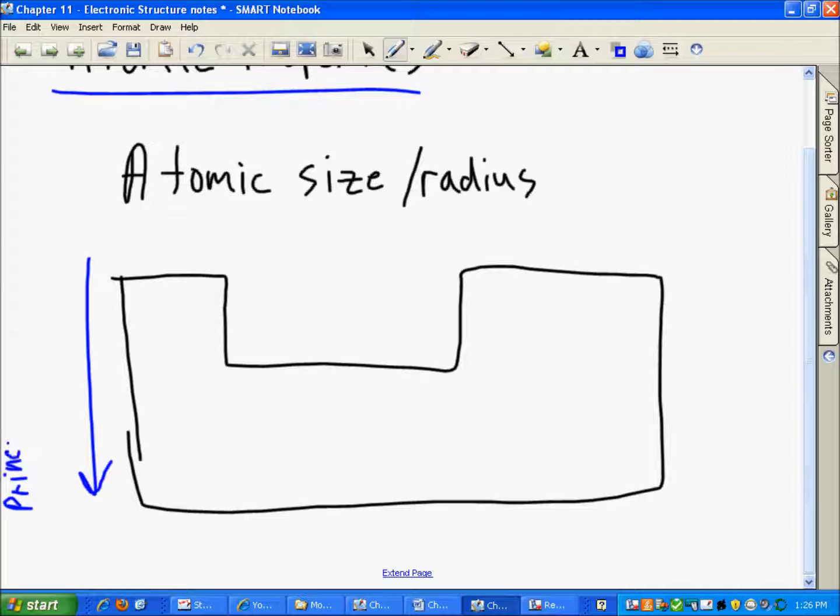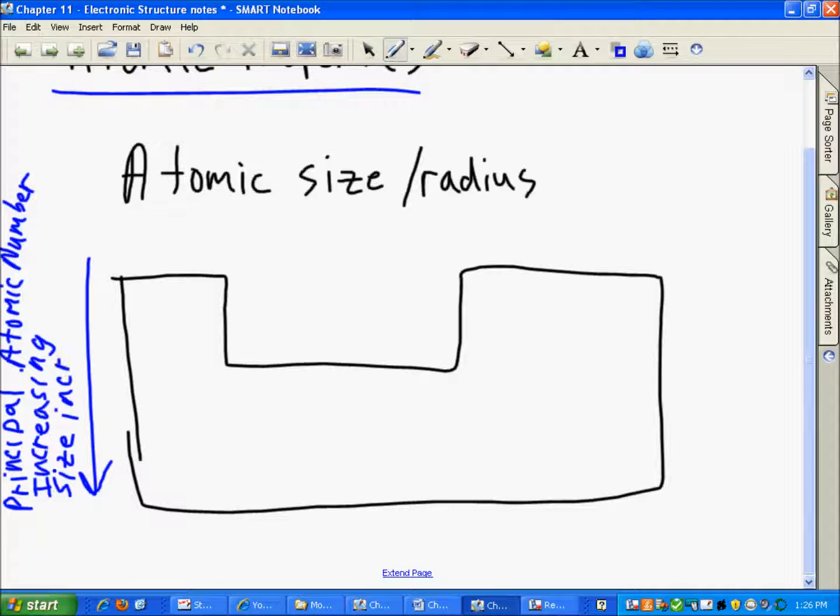Principal quantum number increasing, and the size is increasing as you go down. So going down the periodic table, it's kind of easy to see that the size of the orbital goes up, the size of the atom goes up.